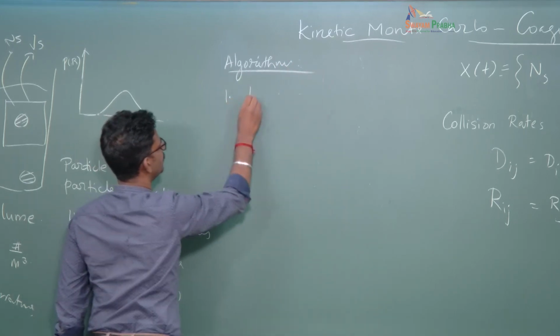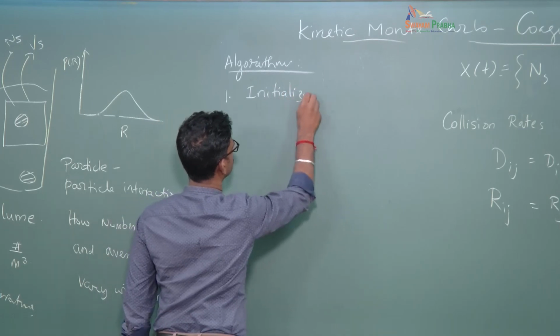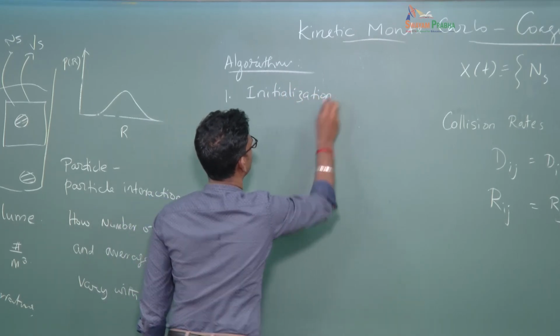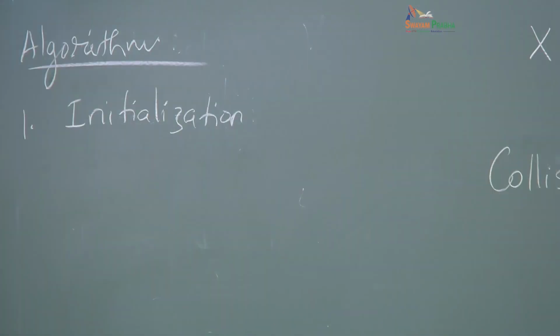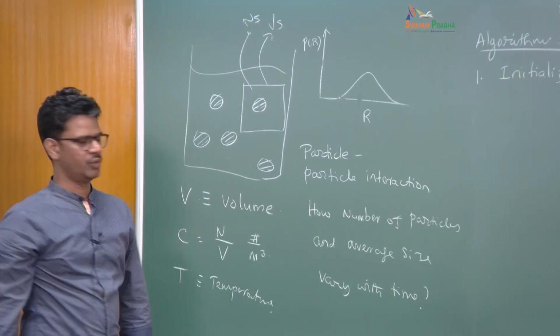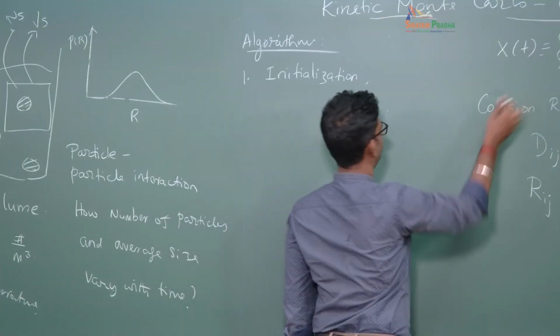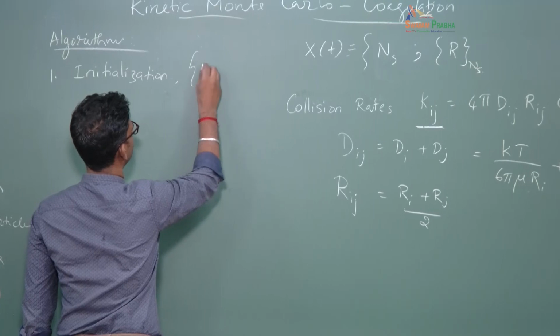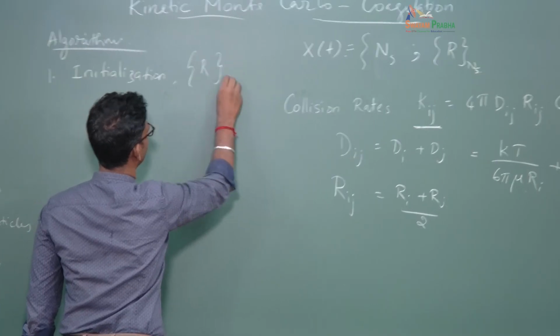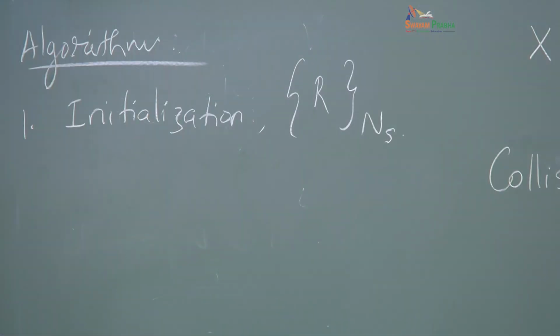The first thing is to initialize. So you will initialize all the parameters that you need. You will mention the temperature, the viscosity, Boltzmann constant, all the constants and parameters that you need, and apart from that, you will also specify the radius of all the particle populations.